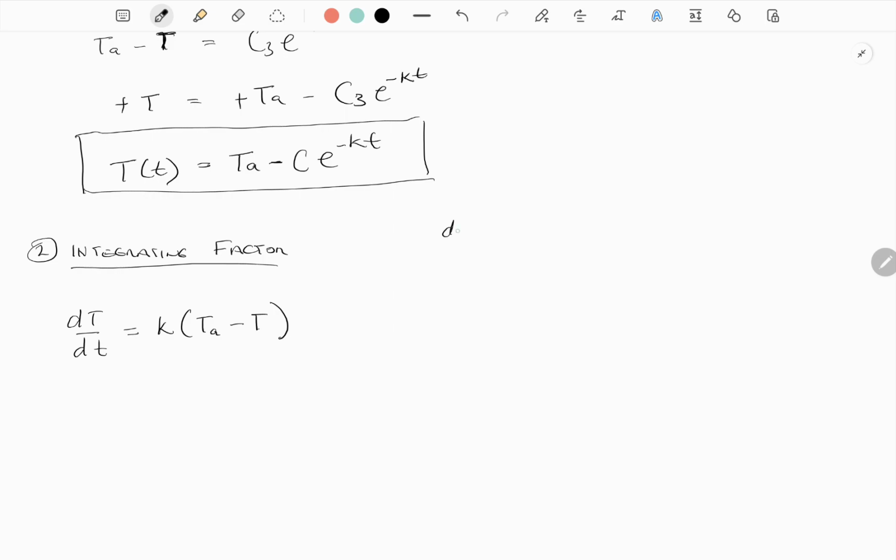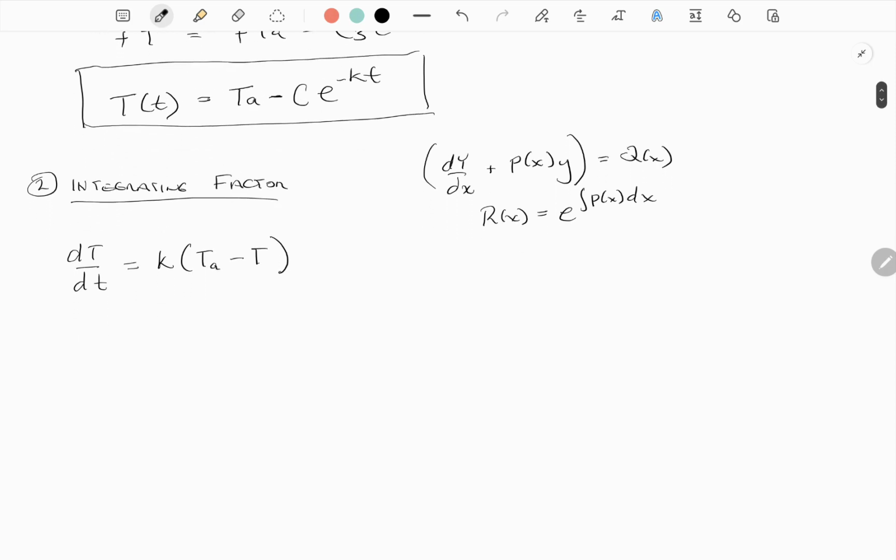Okay, so what we remember is dy/dx plus p of x times y equals q of x. We have to multiply both sides of the equation by the integrating factor, which will collapse the left-hand side to look like the product rule. And we saw this in the derivation. So this is e to the integral of p of x dx. And when you do that, the left-hand side of our equation looks like the product rule.